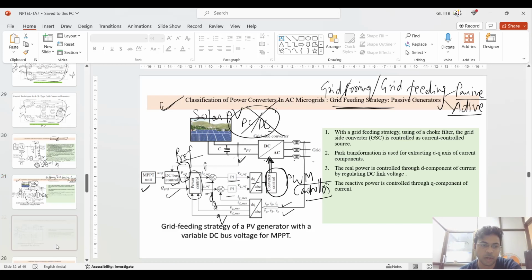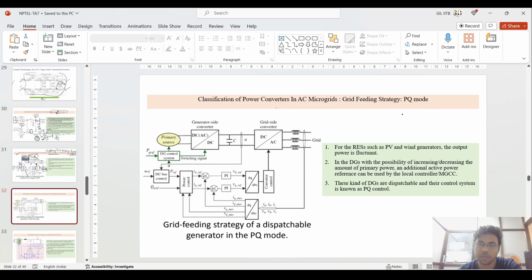Coming to this other architecture, this is the PQ mode architecture, which is active power mode. Here if you see, you have a DC to DC converter also. In that architecture, you don't need to generate this P reference, because this voltage, which is coming from the DC to DC converter, is maintained at a certain constant level. You don't need MPPT control here.